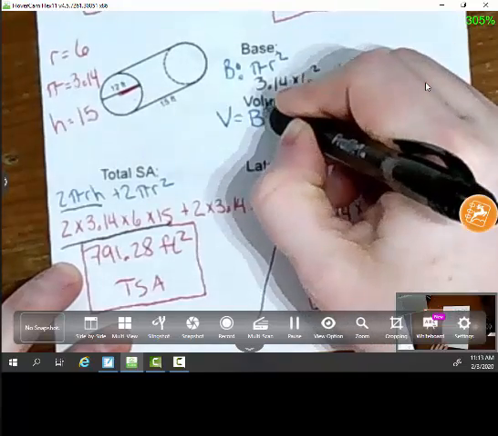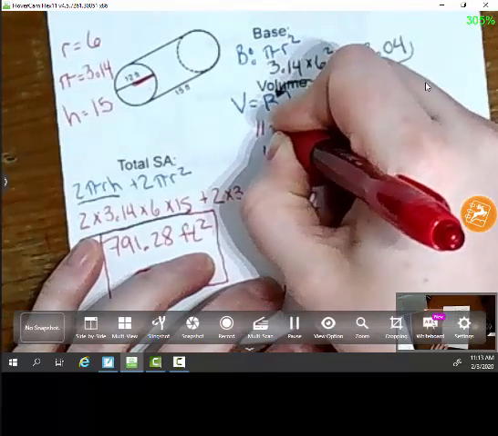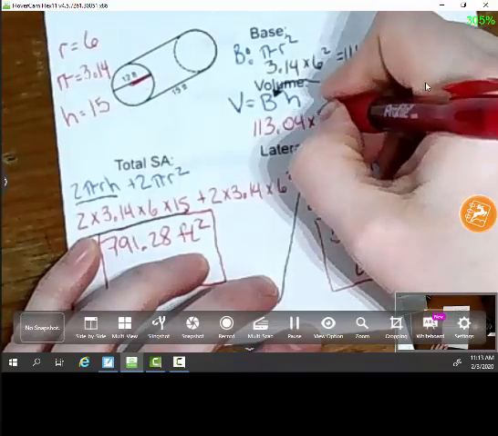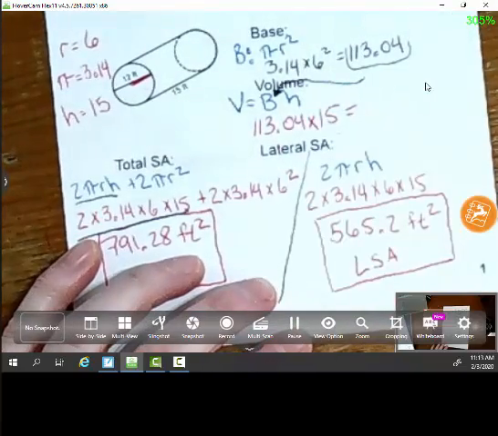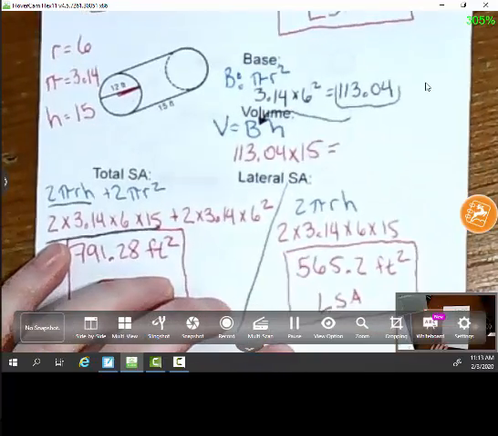Use your big B to find your volume. Volume is big B times H. Big B is 113.04 times, what's H? 15. So then what's the volume?